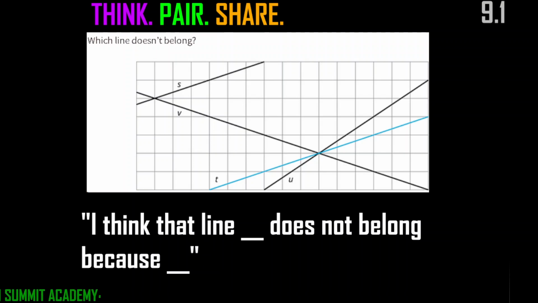In this video, we're working on lesson number 9. So we've been working with our slopes and talking about comparing graphs. And what I want you to do is look at this first warm-up. It says, which line doesn't belong? Discuss with your neighbor and explain why. So I have a sentence starter on here. Again, just pause the video, work with your partner. Again, real simple. It just says, I think that line blank does not belong because blank. So feel free to pause, think about it, discuss, and write a sentence on why you think that.